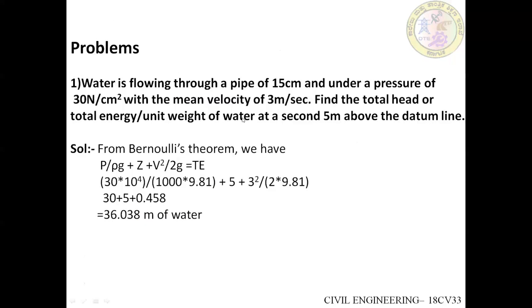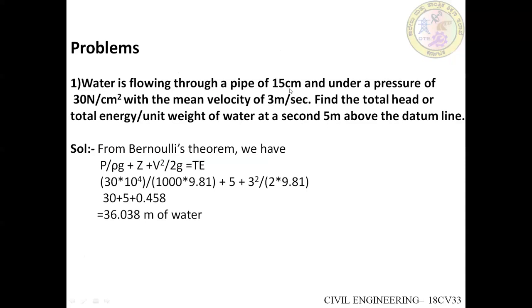Let us solve some problems on this Bernoulli's and Euler's equation of motion. I'll read out the problem. The first problem: water is flowing through a pipe of 15 centimeter diameter under a pressure of 30 Newton per centimeter square, with a mean velocity of 3 meter per second. Find the total head or total energy per unit weight of water at a section 5 meter above the datum line. So let us see what all things are given.